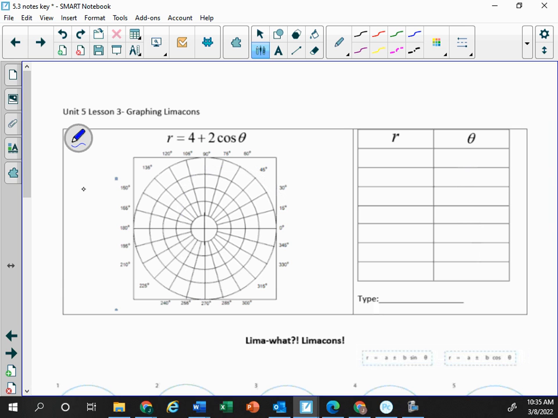Okay, another cosine one, so guys, your thetas will be the same: 0, pi over 3, pi over 2, 2 pi over 3, pi, 4 pi over 3, 3 pi over 2, and 5 pi over 3. This is your last limacon. So fill in that chart for me. I'll give you a second here.